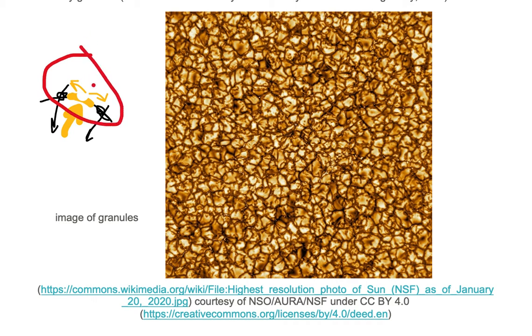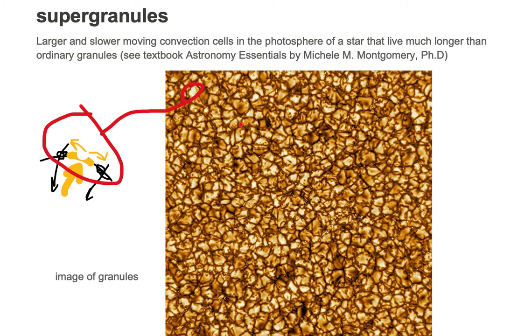So let's circle one and take a look at it. You'll see white in the center, yellow around at the edges, and then black as the outline. Hot gases rise up in the center, they cool, they move laterally, and then they sink back down into the sun. Now a supergranule is a larger and slower moving convection cell.